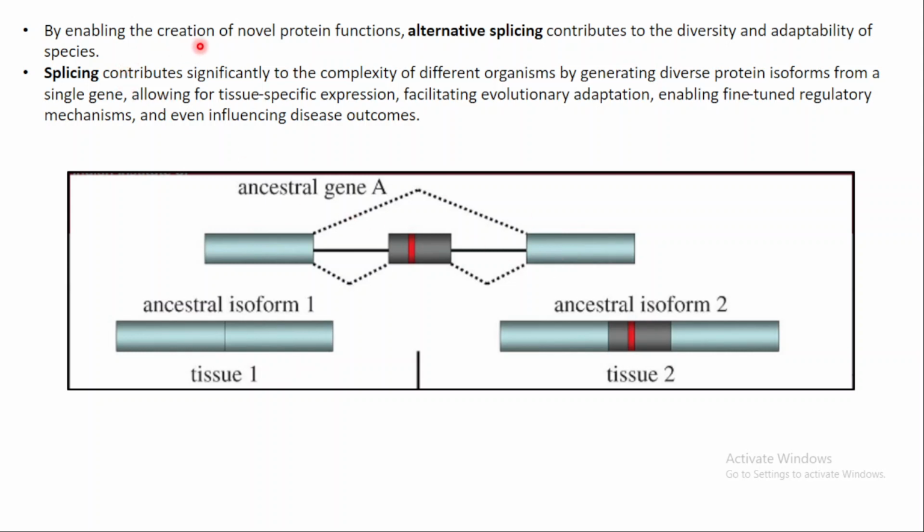By enabling the creation of novel protein functions, alternative splicing contributes to the diversity and adaptability of a species. So a species increases its adaptability via alternative splicing. From the ancestral form, we can do alternative splicing to render a different protein function than the other, because the organism might be in a different environment offering different advantages to adaptability.